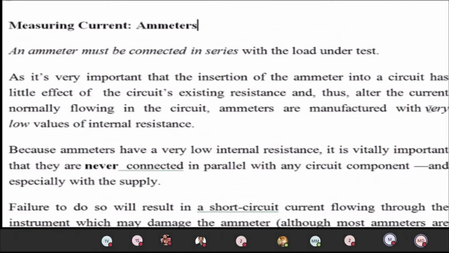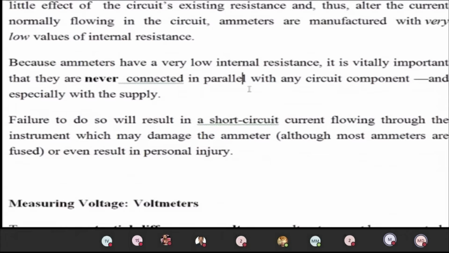And ammeters. We all know an ammeter is an instrument used to measure current. The ammeter must always be connected in series with the load under test. Why do we have to connect it in series? The reason is, when we insert an ammeter in the existing circuit, the total resistance of the circuit may get disturbed. So the current flowing in the circuit also gets disturbed. Hence, manufacturers always produce ammeters with less internal resistance, such that the circuit resistance will not be disturbed.